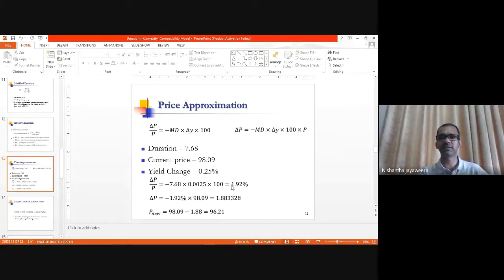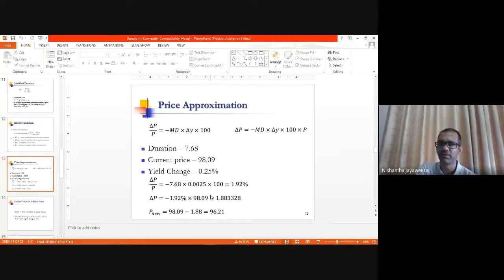Then this figure comes as a percentage. You have to multiply this by the price, then you get it. But if you don't use this 100 there, you have to consider this without it as a percentage, because 1.92 is a percentage. In the equation you have to write it as 1.92 divided by 100.